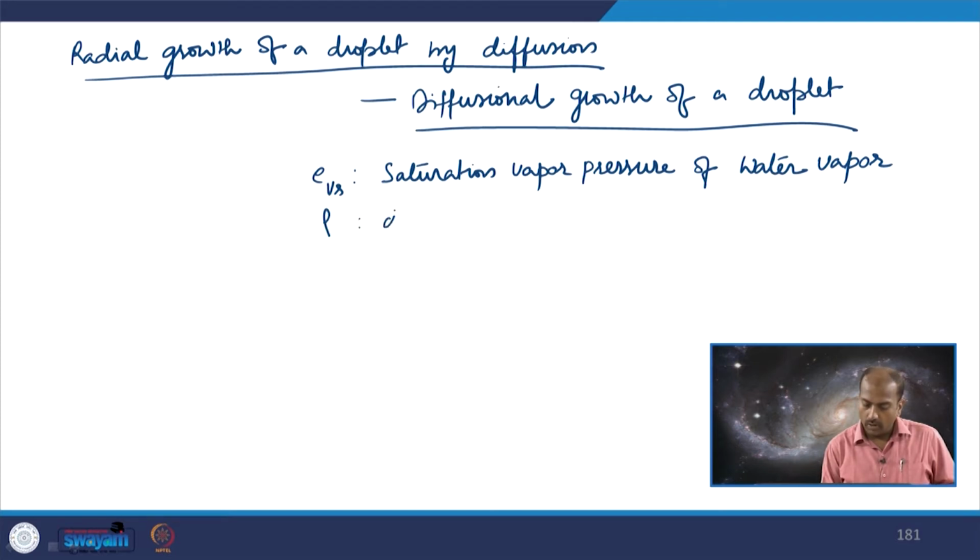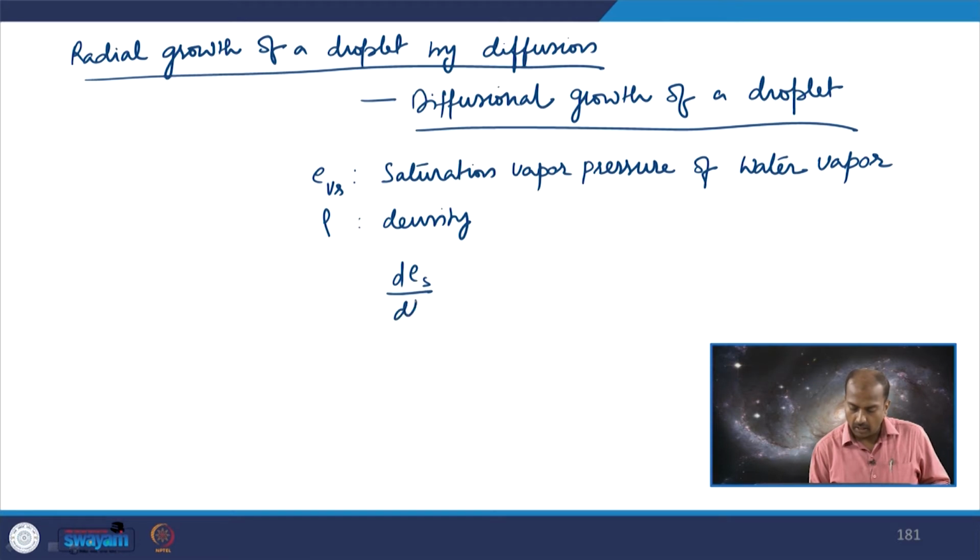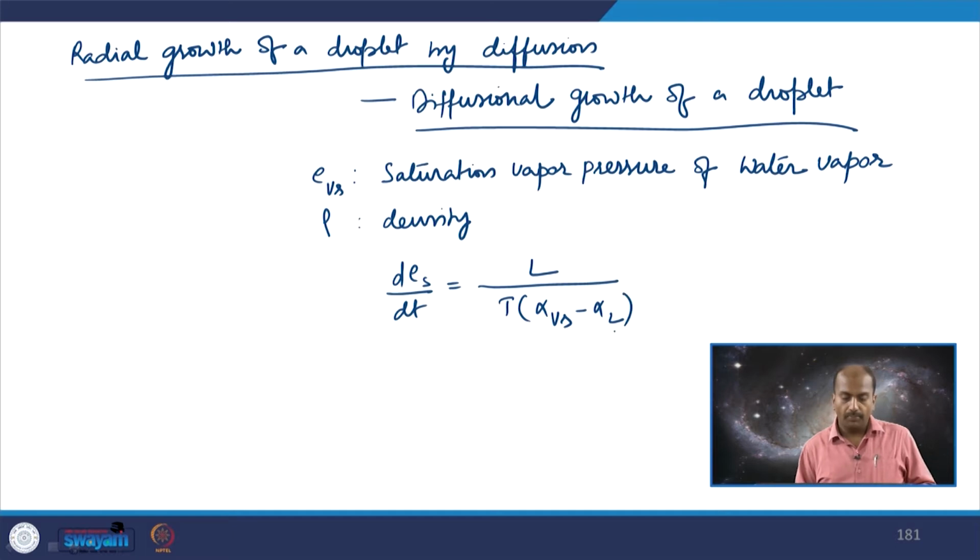And rho is the density, right. So, we can write that dES by dt, according to the Clausius-Clapeyron equation, is latent heat divided by temperature into alpha Vs minus alpha L, right. So, where alpha L is the specific density of bulk water or liquid. So, alpha is the specific density.